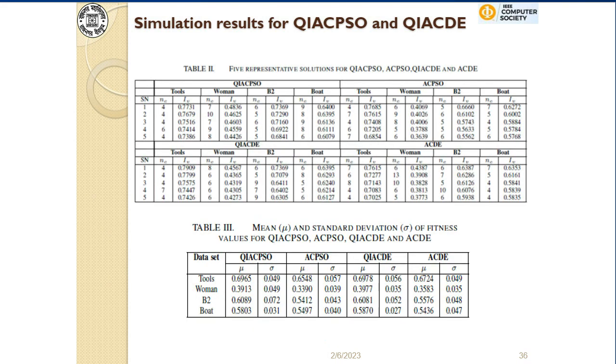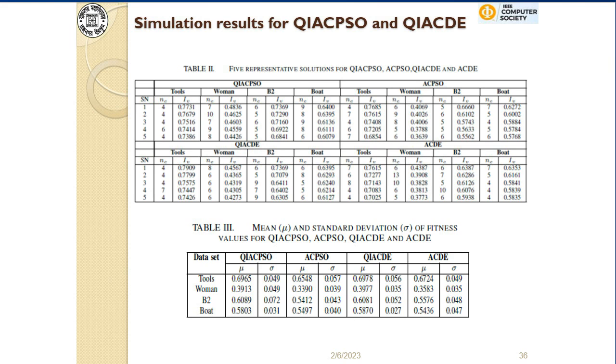I don't know whether it is visible or not. You see for different images, this is the quantum version of PSO, and this is the classical version of PSO. This is the classical version of DE, and this is the quantum version of DE. For the tools image, you get a different number of clusters automatically determined by the algorithm, 4, 4, 4, 6, 4 for different runs. In this case, these are the values, and for the board, the B2 image. So each and every algorithm is giving you some outcome.